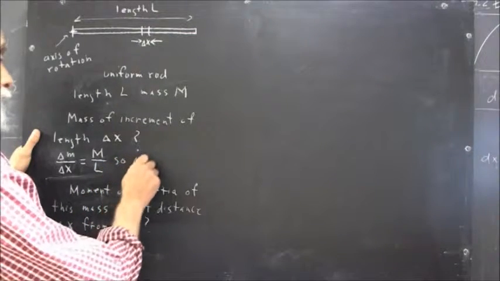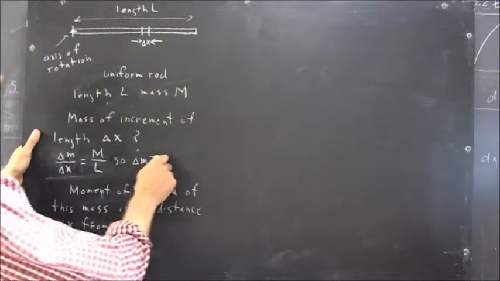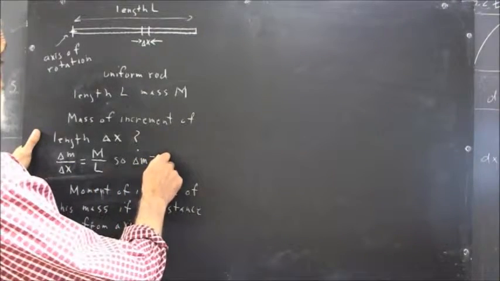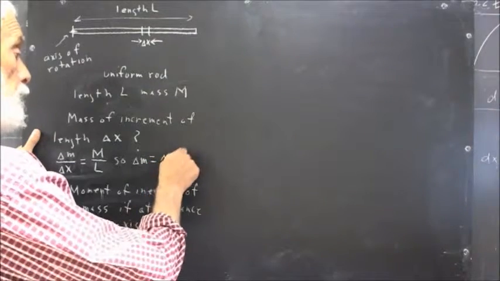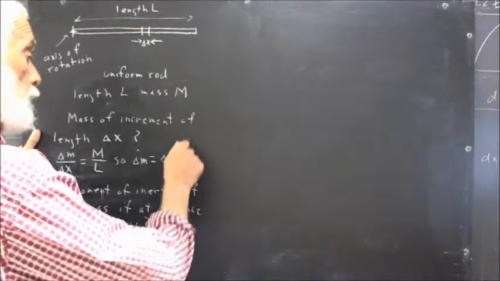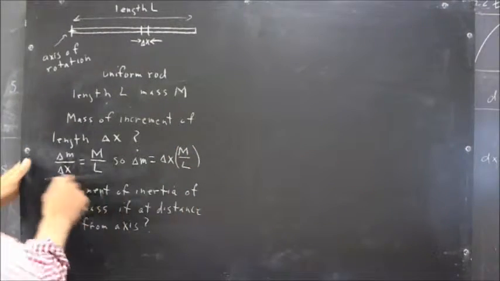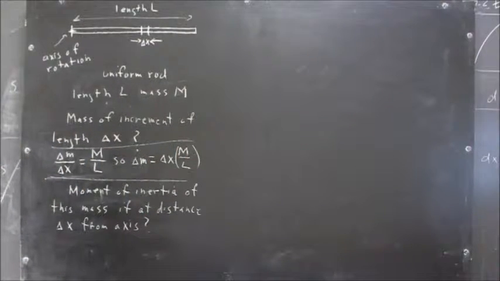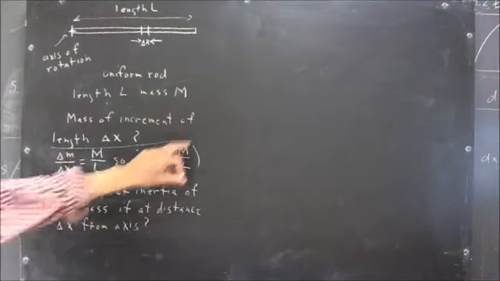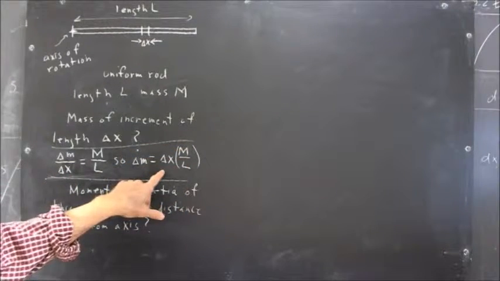So if we let delta m stand for the mass in that small increment, it's going to be delta x times m over L. Think about how I wanted to arrange that. Now there's another comment I can make. We'd actually be better off thinking of a mass density, which is m over L. That's the mass per unit length, and multiplying it by the length.